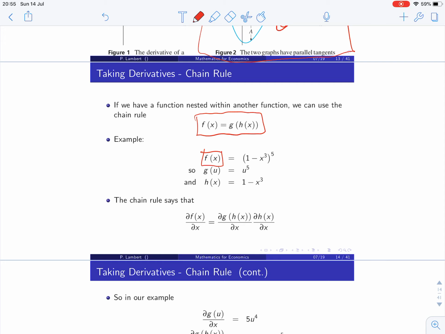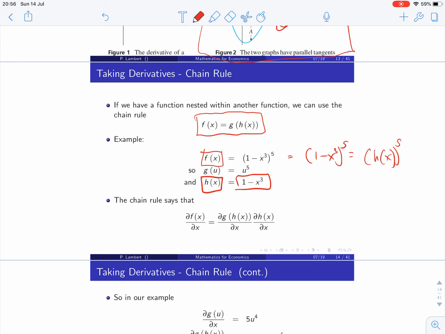So looking at this example, f of x equals 1 minus x cubed, all raised to the power of 5. The first step is to write this as some function of another function. So let's define h of x as 1 minus x cubed. We now see that we could rewrite this as 1 minus x cubed to the 5, or h of x all to the 5.